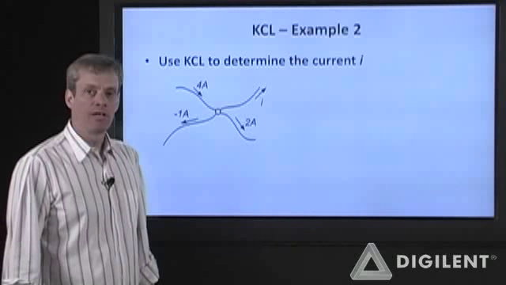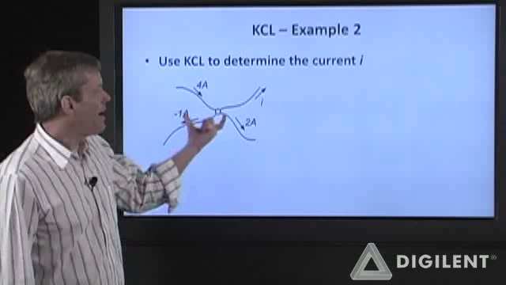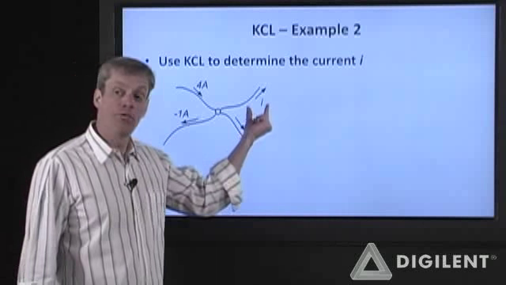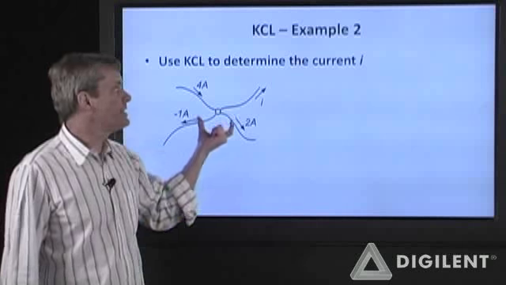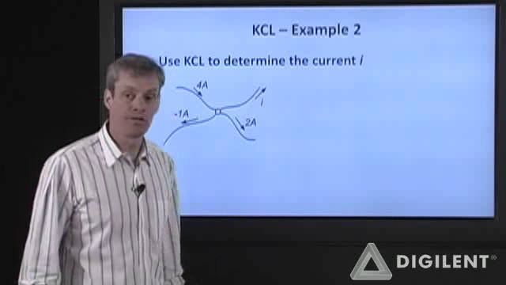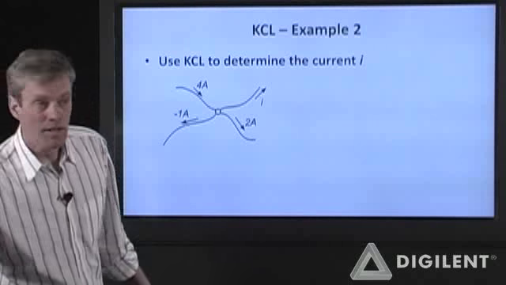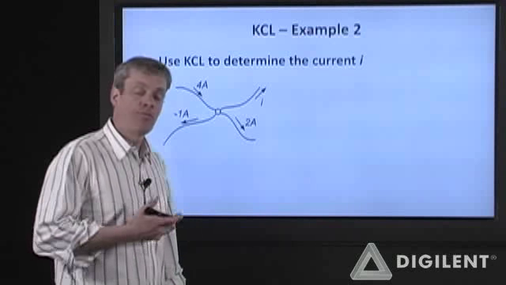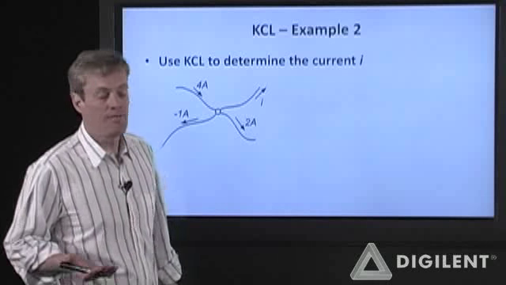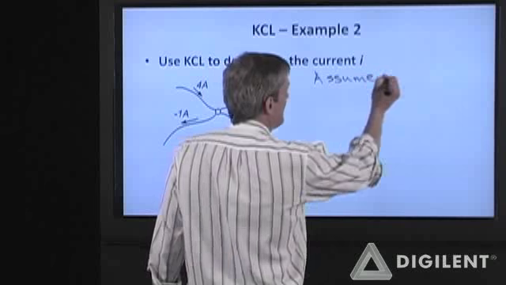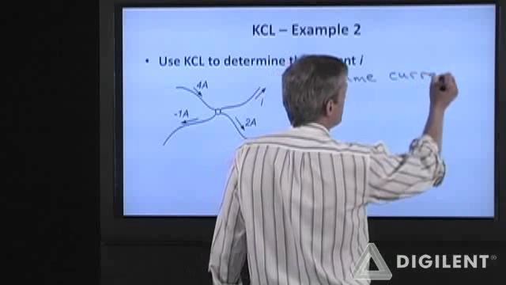Another example of Kirchhoff's current law. I have some currents here, some of which I know, one of which I don't know. I want to use KCL to determine what this current is at this particular node. Okay? Make an assumption as to whether the currents entering the node are positive or whether the currents leaving the node are positive. Let's assume, I don't know, currents leaving the node are positive.